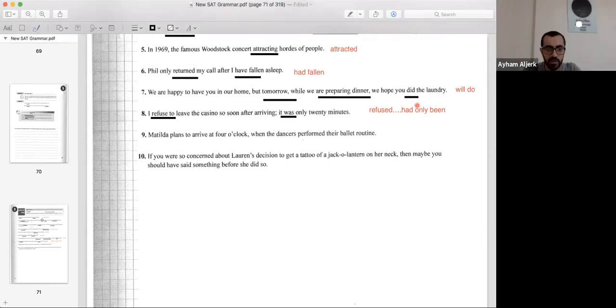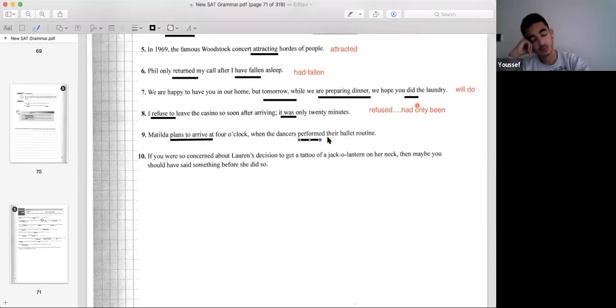Okay, now next one. Matilda plans to arrive at 4 o'clock when the dancers perform their ballet routine. Okay. Well performed. Yep. So here we have plans to arrive. So when you plan to do something, it's in the future. Exactly. So here we have performed. What should we write? What's the answer? Will perform. Exactly.